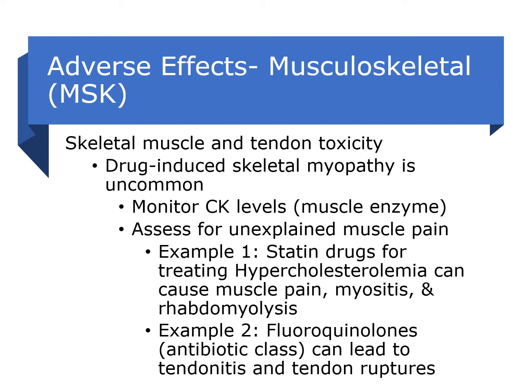Musculoskeletal system. So, skeletal muscle and tendon toxicity. There are drugs that can give you injuries to your muscles or to your tendons. If we know that we're using a drug that can cause muscle injury, we may monitor with a blood test for a muscle enzyme such as CK. A good example of this is the statin medications. You may have heard of them.